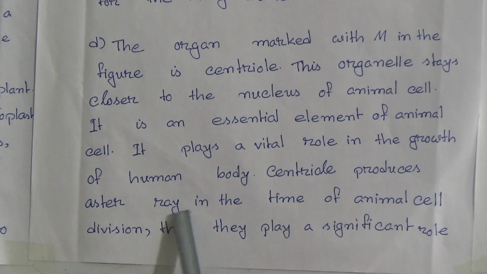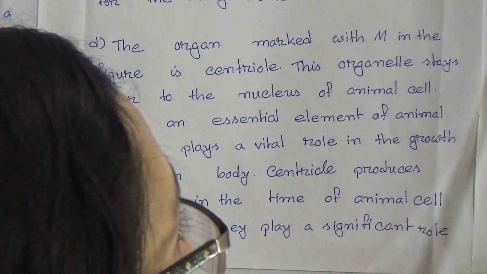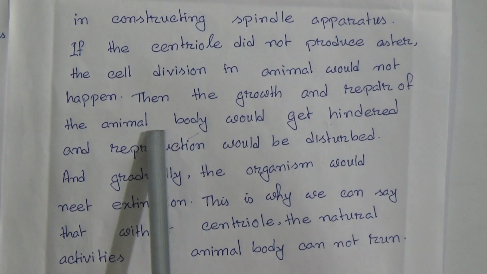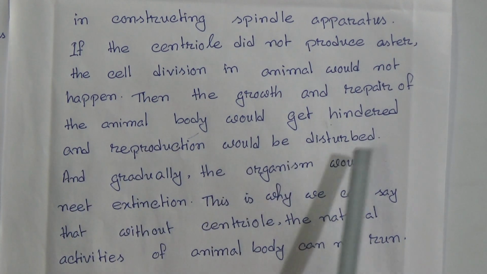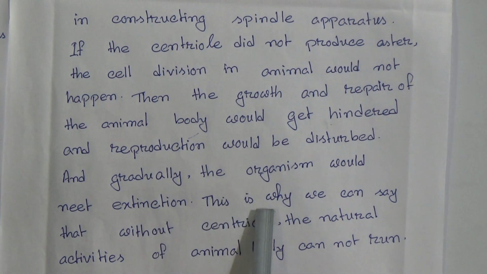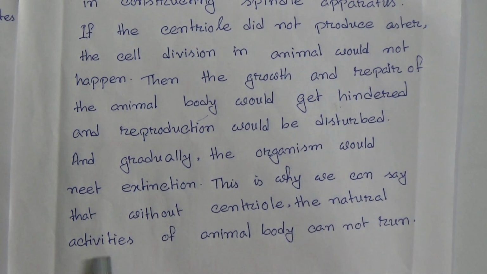Centriole produces aster rays at the time of animal cell division, thus they play a significant role in constructing the spindle apparatus. If the centriole did not produce asters, the cell division in animals would not happen. Then the growth and repair of the animal body would get hindered and reproduction would be disturbed, and gradually the organism would face extinction. This is why we can say that without centriole, the natural activities of the animal body cannot run. That's why centriole is an important organelle of the animal body.